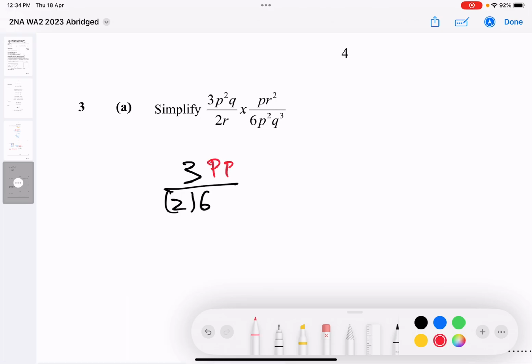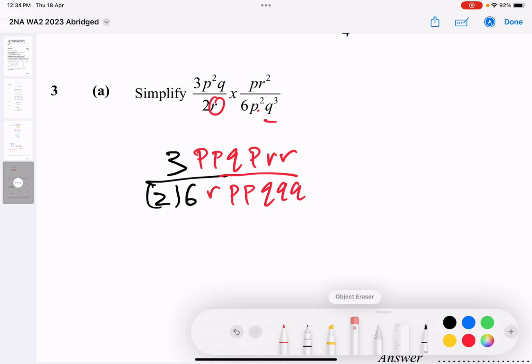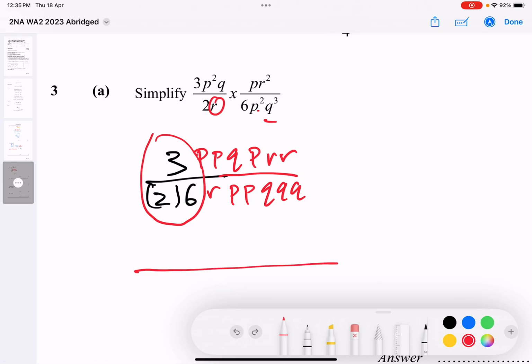P square is P times P times Q. PR square means you got 2R. P square is P times P. Q cube is 3Q. So you just write out all the alphabets like this. And then you start to cancel. This part, you can enter in your calculator. 3 divided by 12. You will get 1 over 4. So you get 1 over 4.